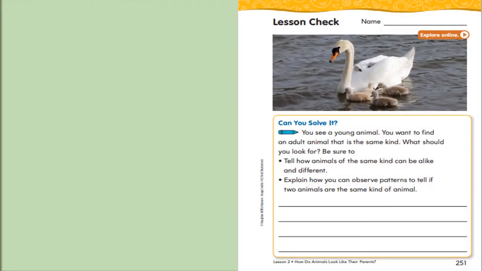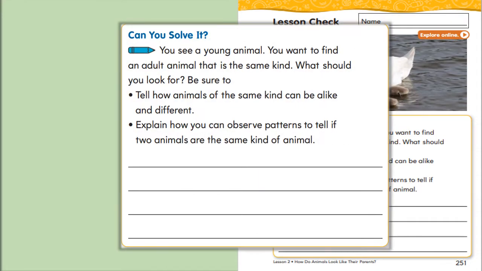Can you solve it? You see a young animal. You want to find an adult animal that is the same kind. What should you look for? Be sure to tell how animals of the same kind can be alike and different. Explain how you can observe patterns to tell if two animals are the same kind of animal. We will review 237 as our reference.